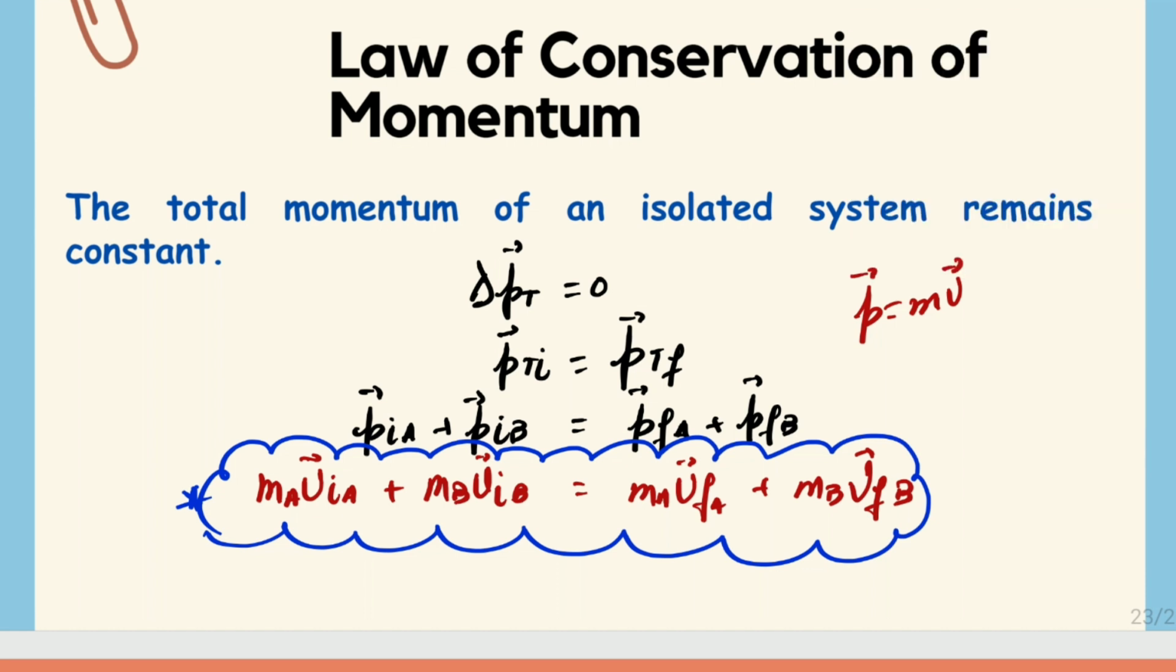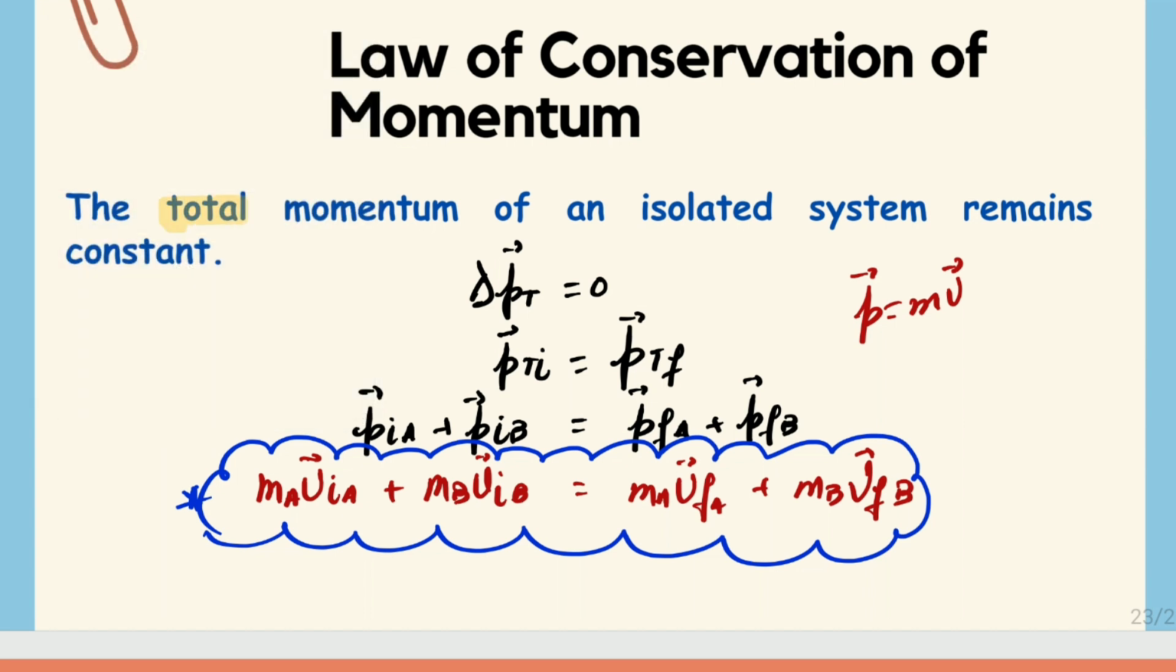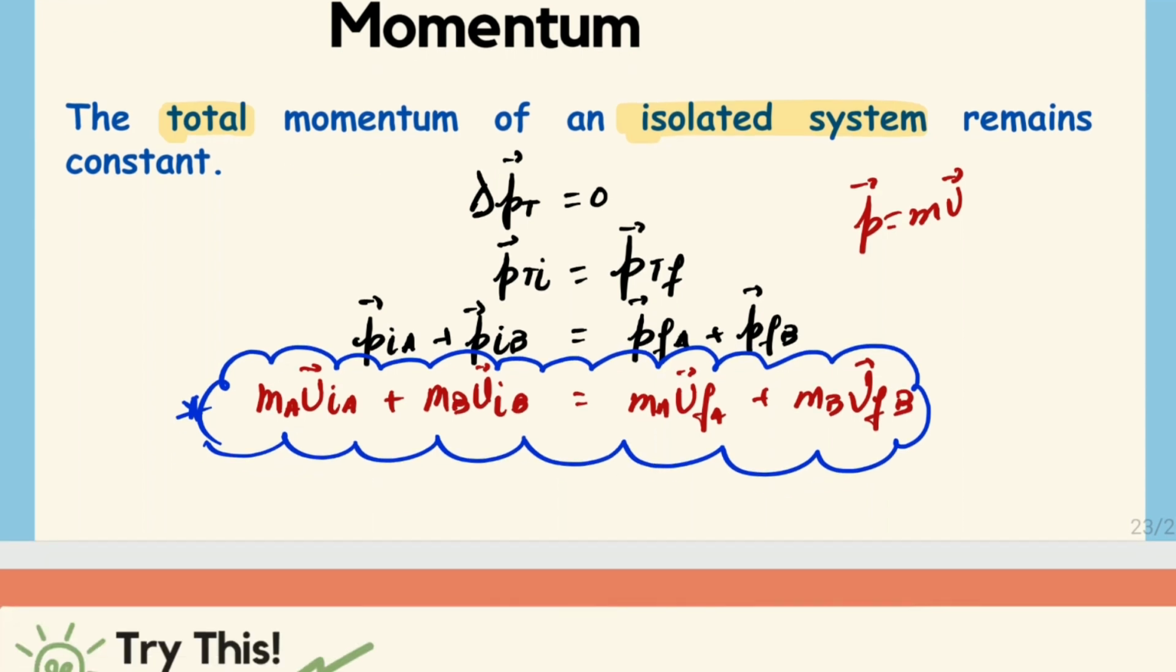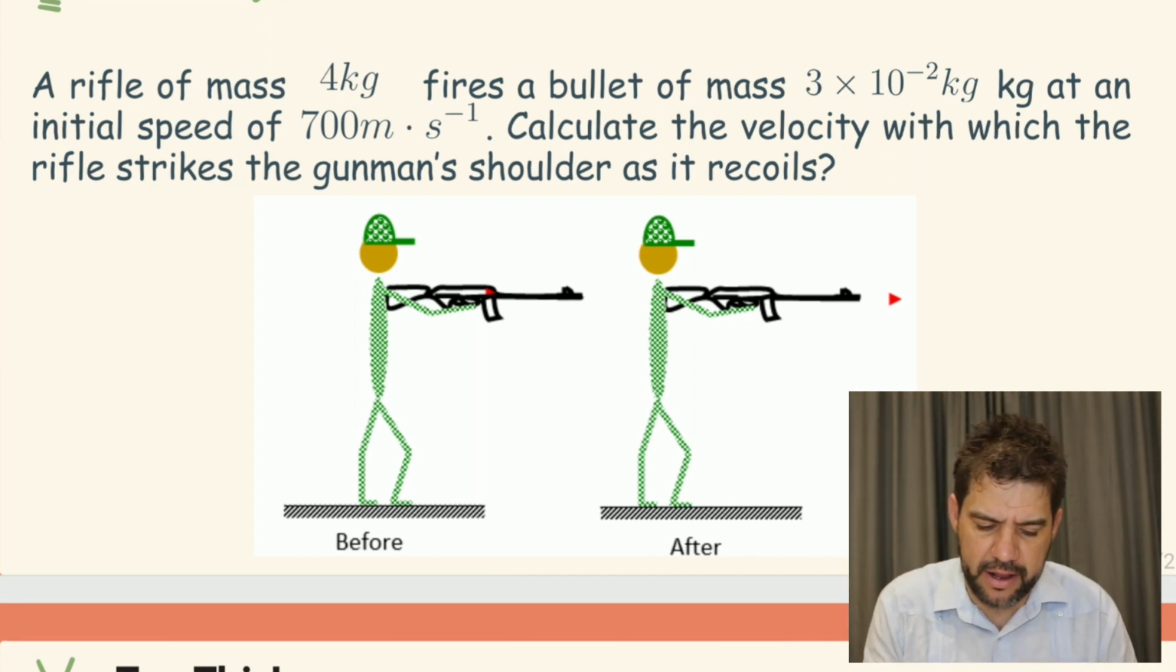The total momentum of an isolated system remains constant. Keywords here, guys, and let me just highlight keywords. Total. If you miss the word total, you won't get marked. Second, isolated system. If you don't speak about isolated system, you lose the mark. So those are important words that cannot be missed during the exam when they ask you to state the law of conservation of momentum.